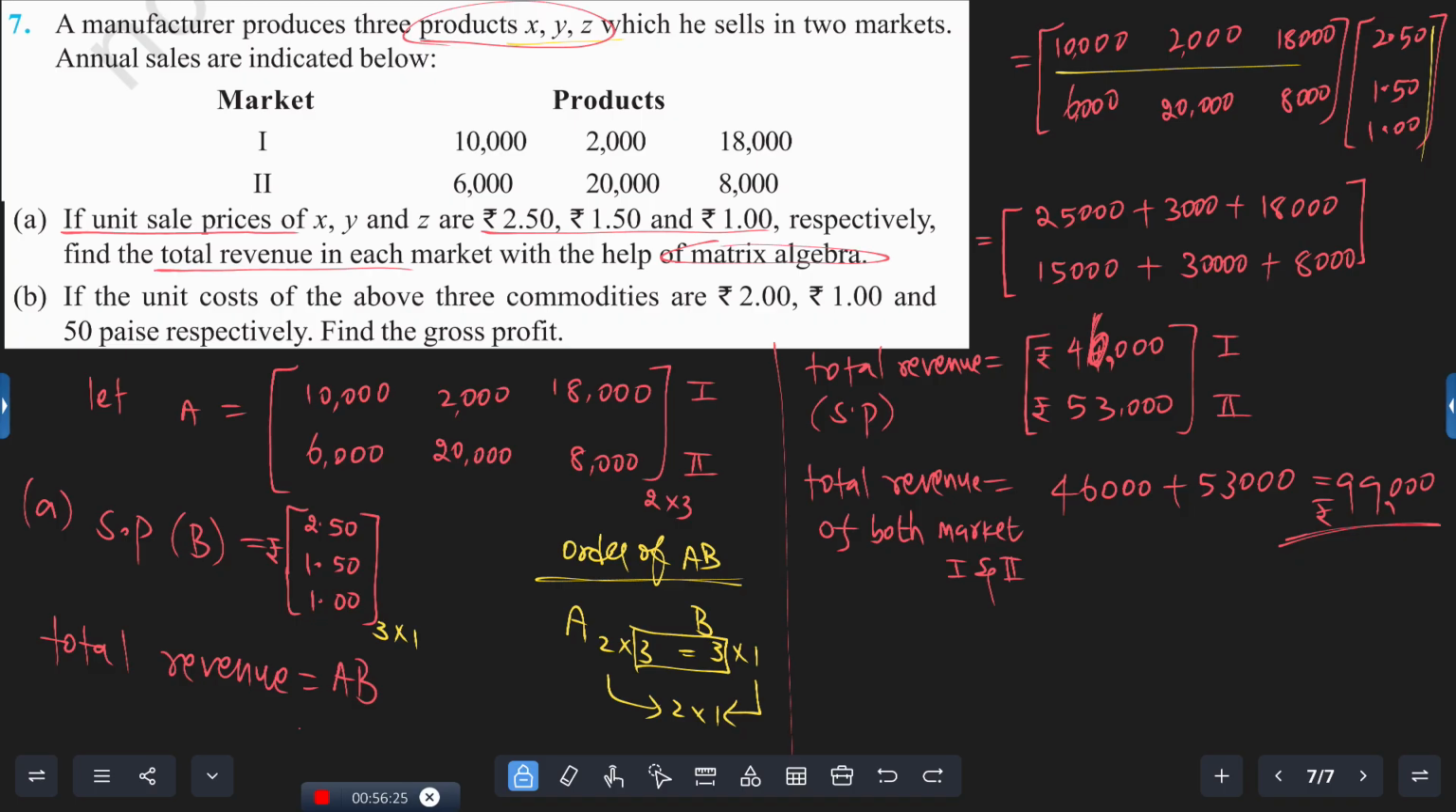Right, now we are going to the second one. If the cost price, the unit cost of the above three commodities given, is 2 rupees, 1 rupee and 50 paise respectively.